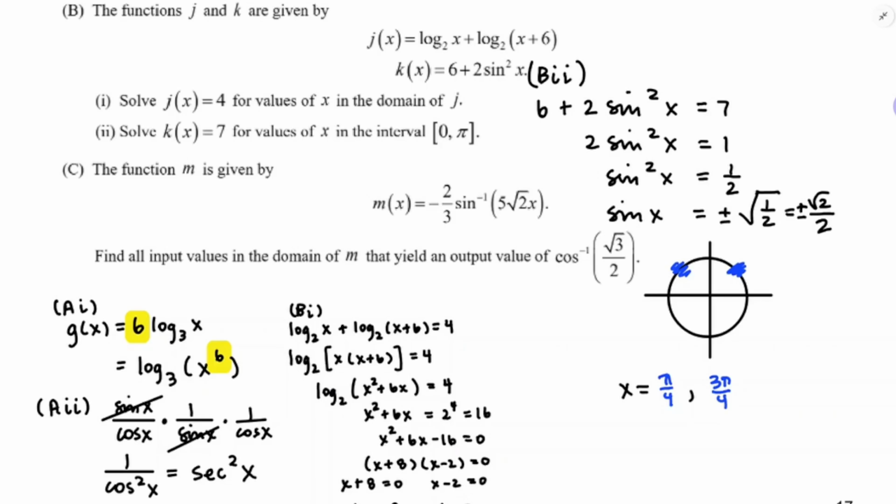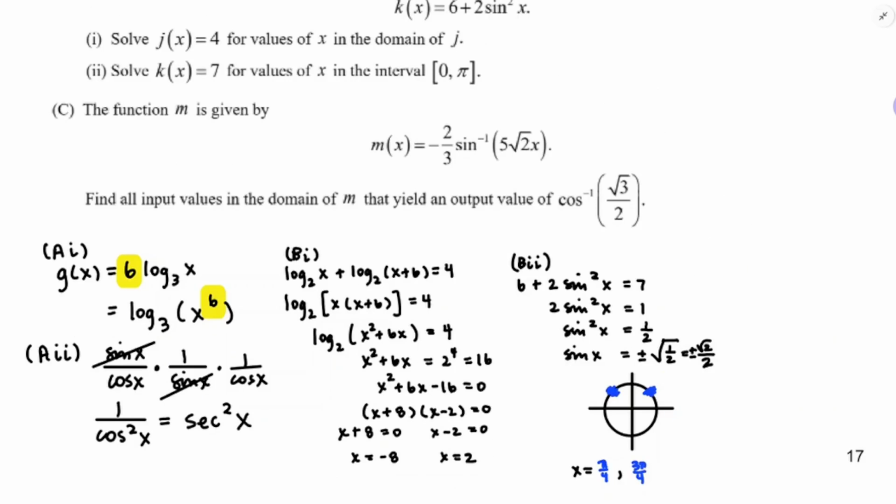I'm realizing I'm going to put all my work down below. I'm not sure I'm going to have any room for part C. C wants me to find all input values in the domain of M that yield an output value of arc cosine of root 3 over 2. Okay, well, I think first we need to figure out what they mean by arc cosine of root 3 over 2.